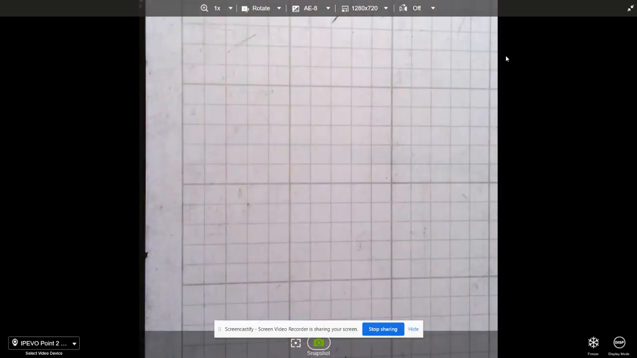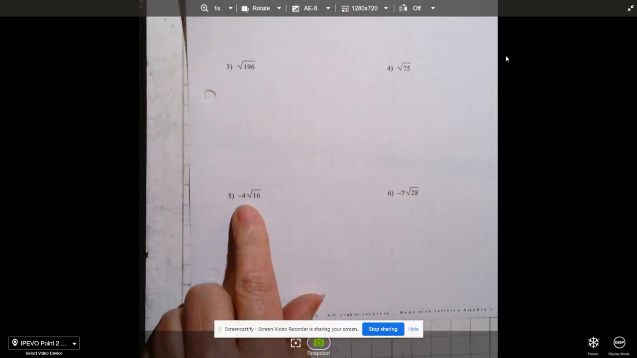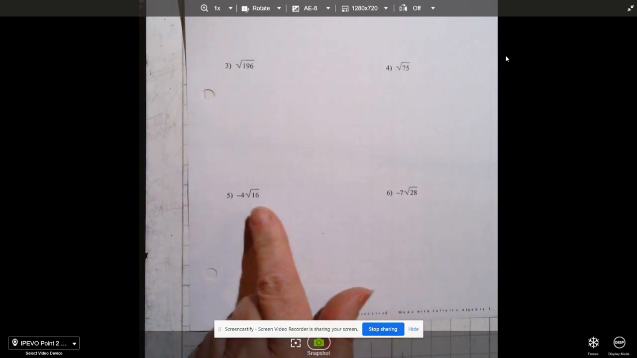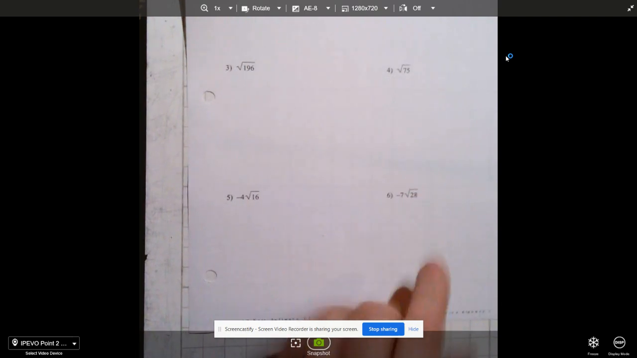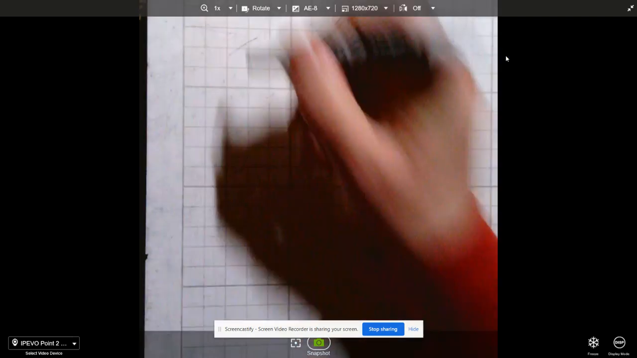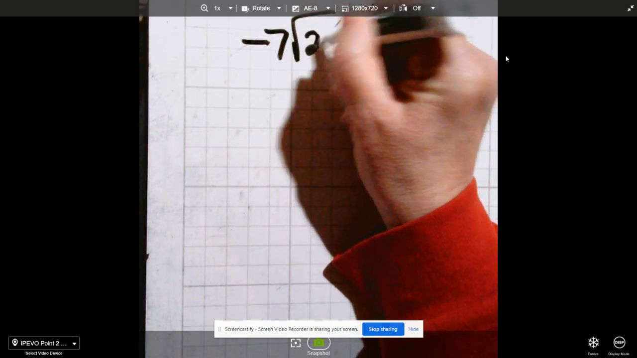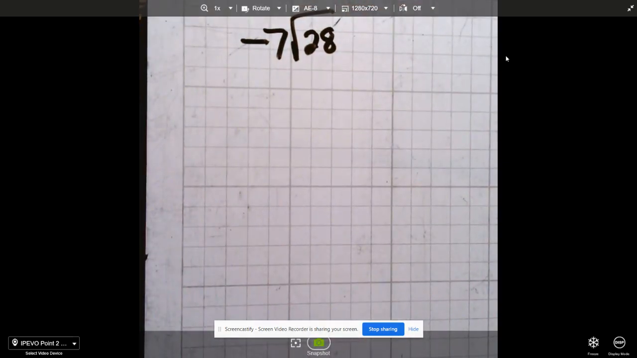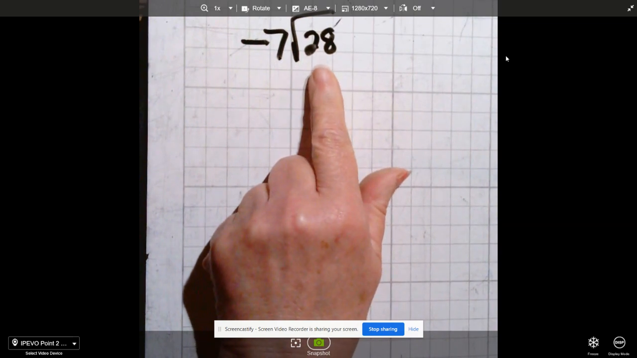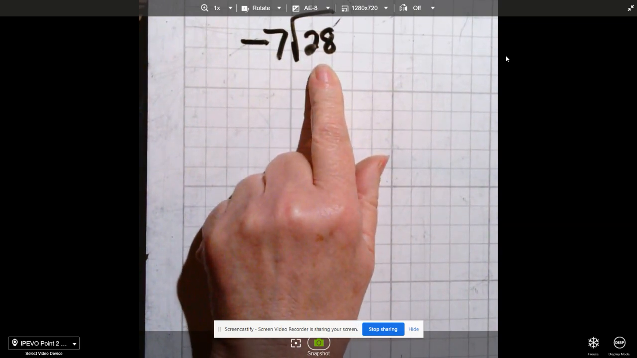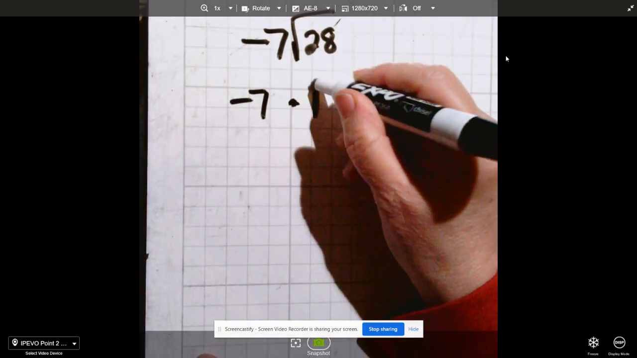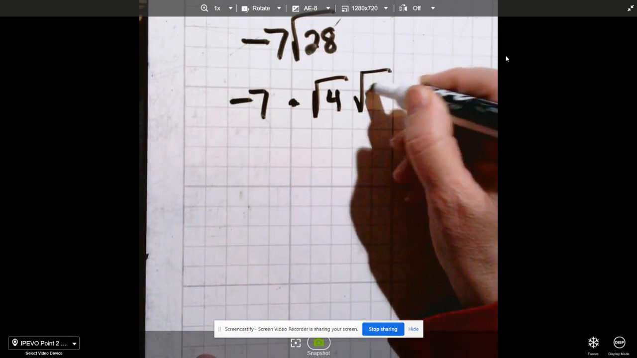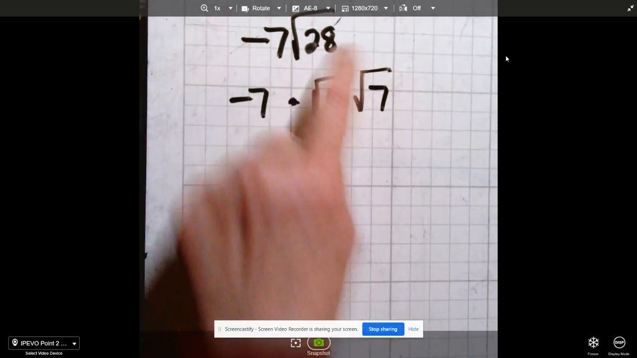I'd like to show you one more example. Here, if you take a look at number 5 and 6, now they have a number out in front. So it's like -4 times the square root of 16 or -7 times the square root of 28. I'm going to do this one here for you. Negative 7 times the square root of 28. Well, 28 is a pretty easy one to do using the perfect square method because I know 7 times 4 is 28. So I'm going to write this as negative 7 times the square root of 4 times the square root of 7 because 4 times 7 is 28.